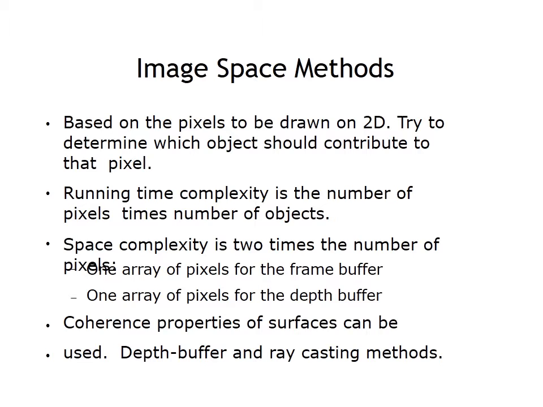Now we have coherence properties of surface. Coherence properties of surface can be determined in various ways, because depth buffer and ray casting methods are used. The depth buffer is an image space method with one array of pixels for the frame buffer and one array of pixels for the depth buffer. Ray casting methods were defined previously.